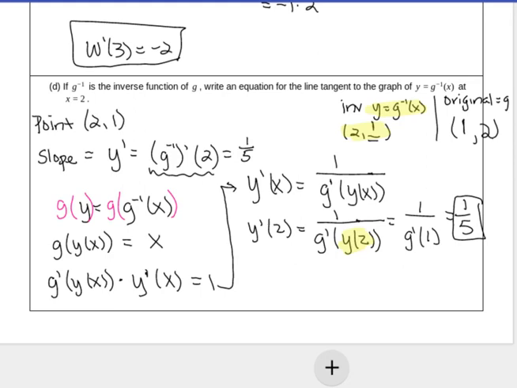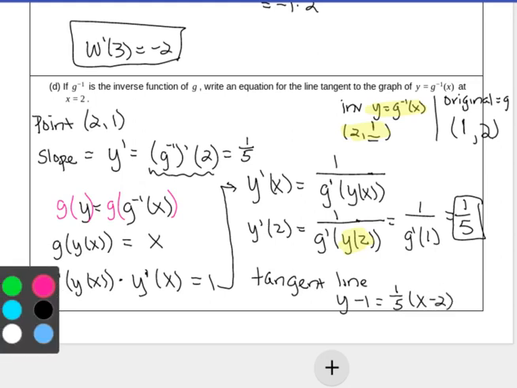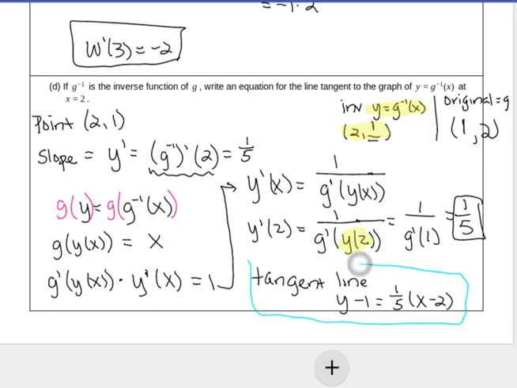So now we can write the equation of that tangent line. And it's going to be y minus 1 equals 1/5 times x minus 2. So here's our tangent line. That's our final answer that we got there.